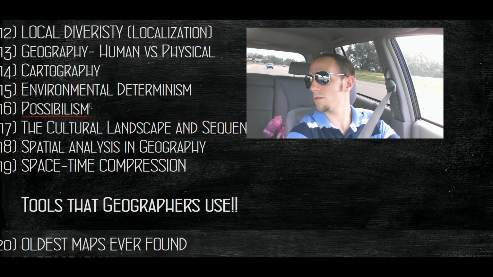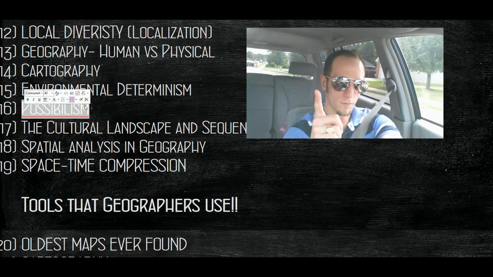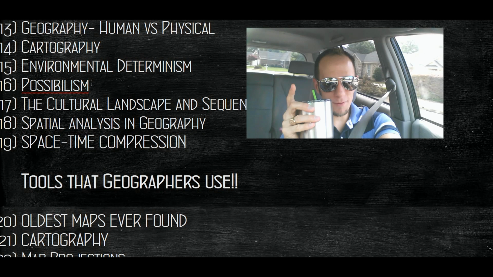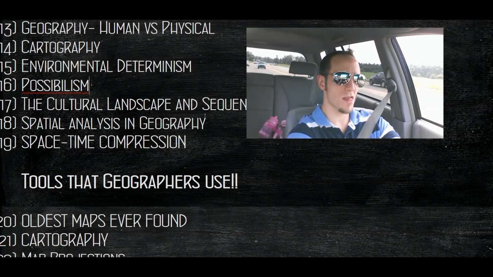Possibilism is the other side of this, and is actually far more readily accepted in the geographic community. And this means that people are able to adapt to their environment, which does have some degree of hold on them, but ultimately people are going to be able to adapt based on their own will, their own abilities, their own innovativeness in order to work around the obstacles that the environment may pose to them. And so possibilism has kind of replaced environmental determinism in the modern sense.